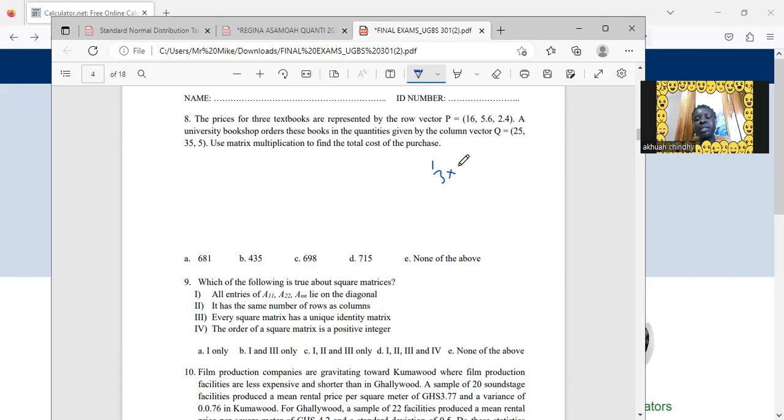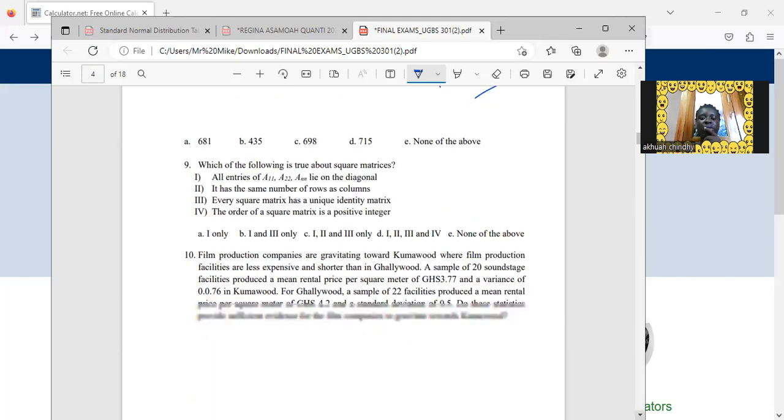Sorry, a 1 by 3, that is 1 row and 3 columns. So a 1 by 3 matrix. Then the column vector, if it has 3 figures, has 3 rows and 1 column. So 3 rows and then 1 column. So you can multiply, but then the answer will not be in the solution. So you can try it out.